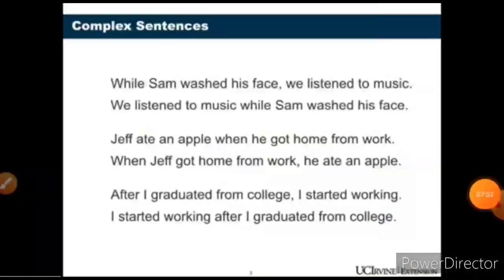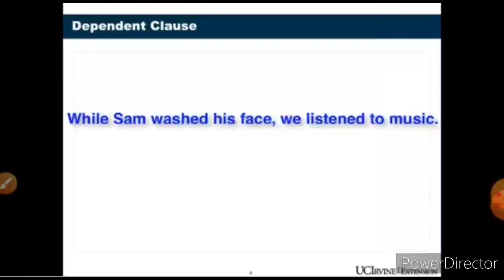Now we have to understand what a dependent clause is. Look at the sentence again: While Sam washed his face, we listened to the music. Now in this sentence, I think you can easily indicate what a dependent clause is. A dependent clause is when we have the subordinating conjunction in a sentence, and the clause that is without a subordinating conjunction is an independent clause.